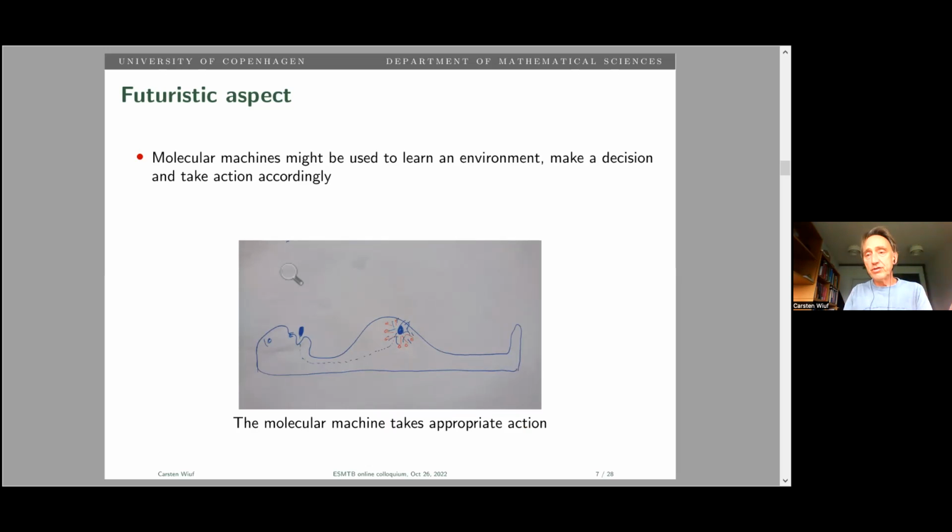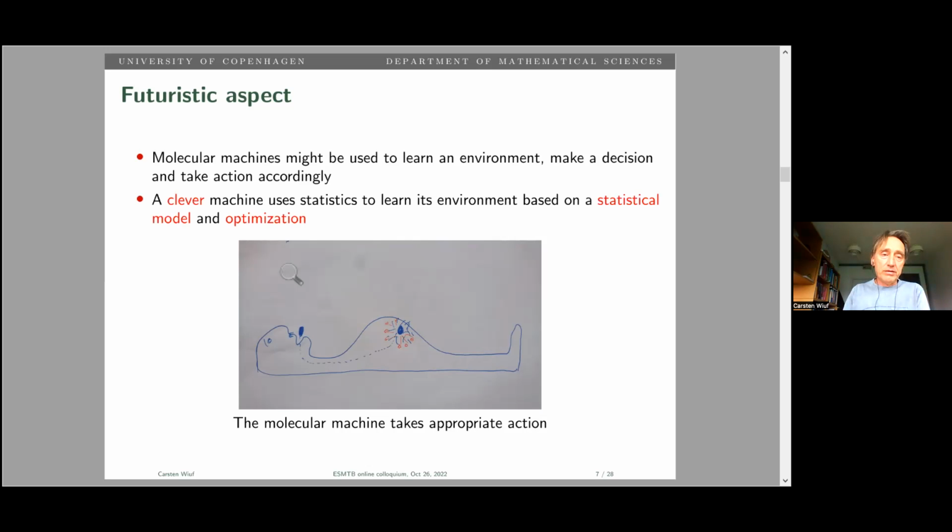That's in contrast to standard medicine, where you eat the same thing that releases a drug independently of what the environment actually is. And a clever machine will, of course, use statistics to learn its environment. It will use a statistical model and optimization to learn the environment. So the little molecular machine should carry some implementation of a statistical model and some implementation of an optimization scheme with it when it goes down the body of the person.